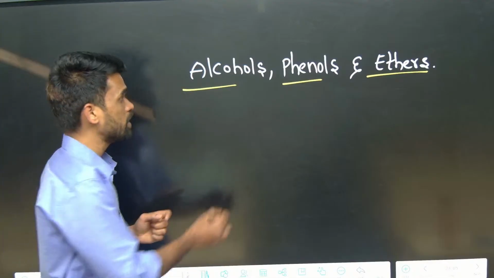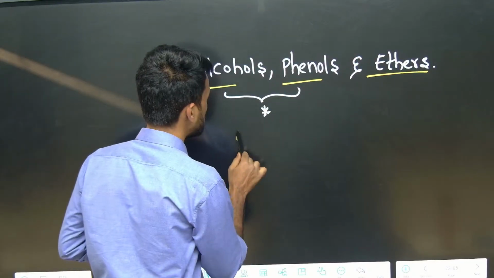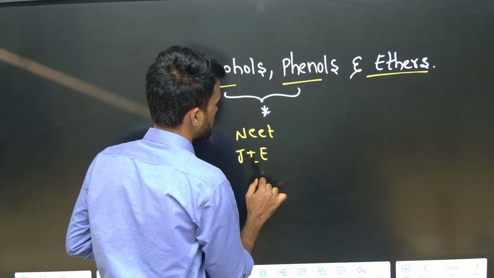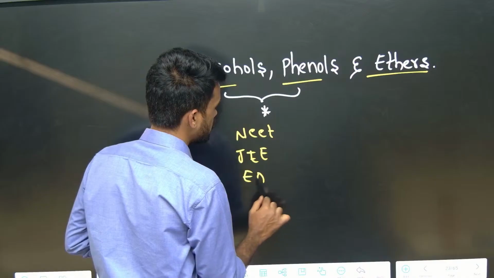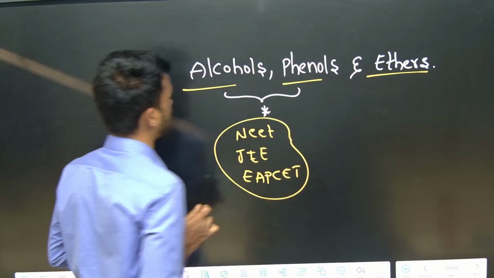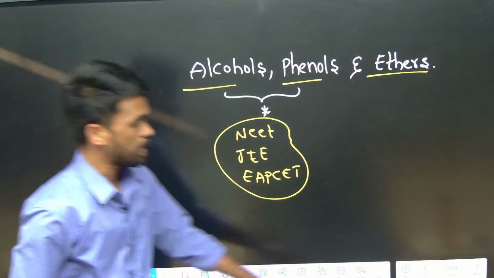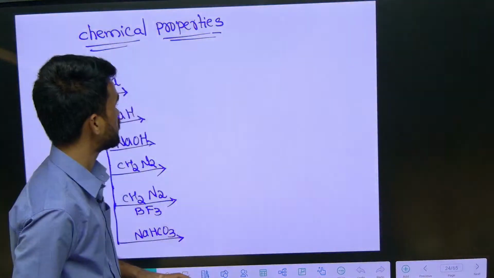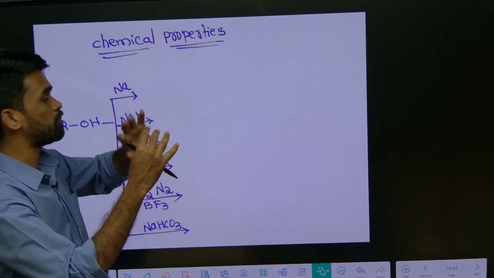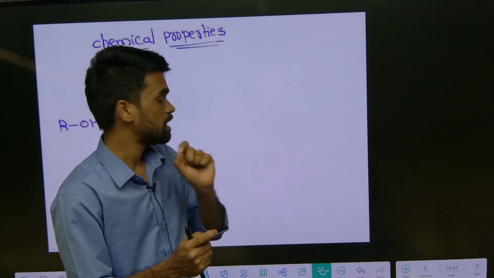We are going to discuss chemical properties of alcohols as well as phenols. These sessions are highly helpful if you are preparing for NEET, JEE or EAPCET exams. Just follow the class till the end so that you will get complete clarity on the chemical properties of alcohols and phenols. Now, here I have a very important classification: how can we see the difference between the chemical properties of alcohol when we compare with phenol? Let us discuss this.